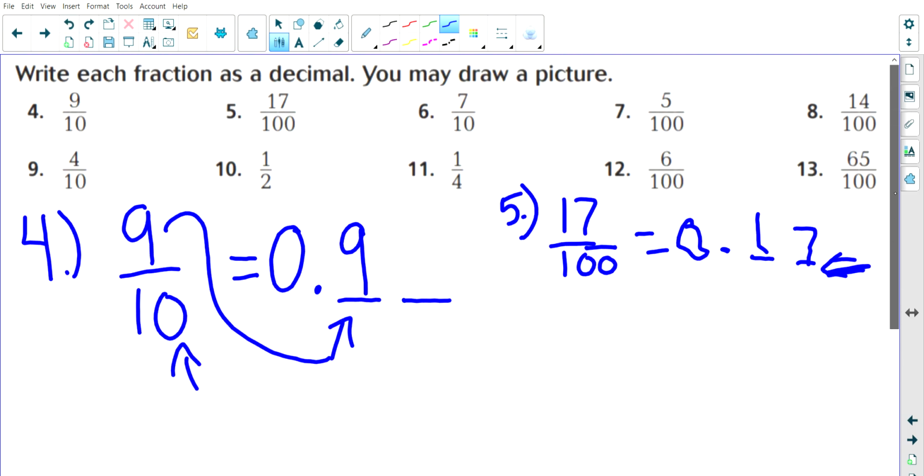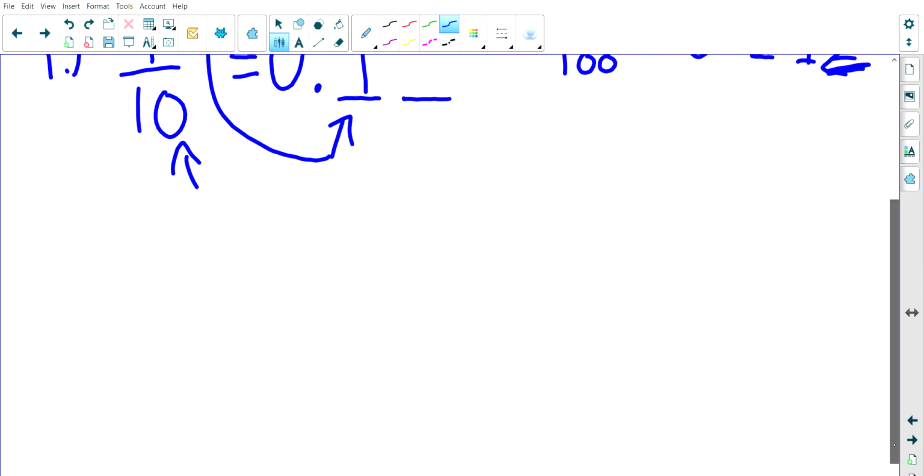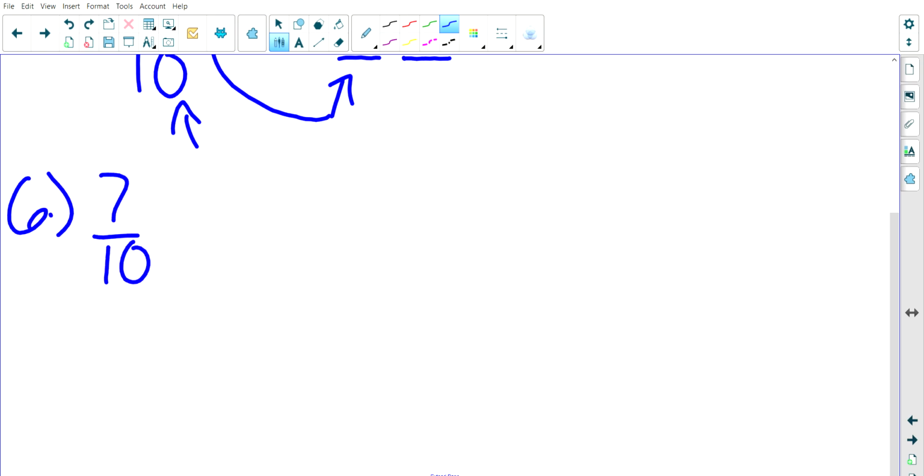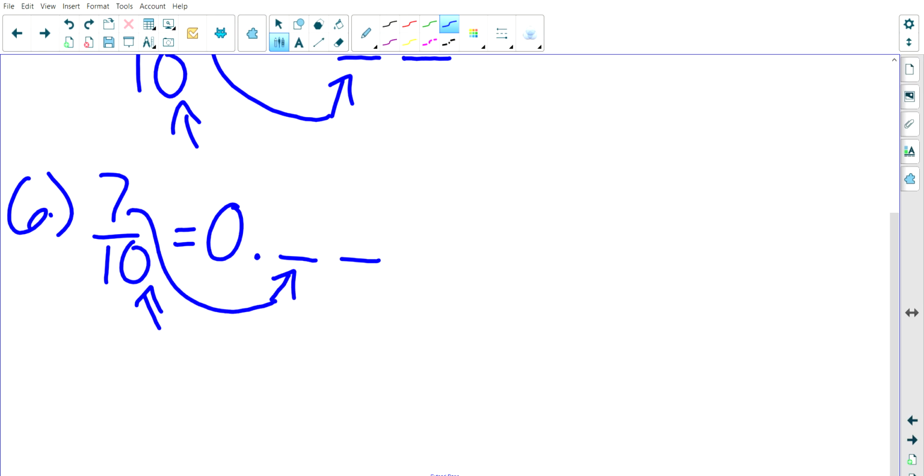All right, working on number 6 is 7 tenths. Okay, again, the first question I ask myself is, do I have any holes? The answer is no, so I write a 0. Then I add a decimal point. Now I need to decide at what place to write the 7 in. I see that we are working with tenths. I know that this is the tenths place, so I need to write that 7 in the tenths place.